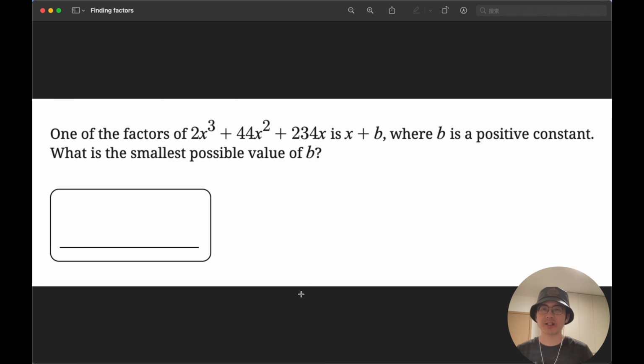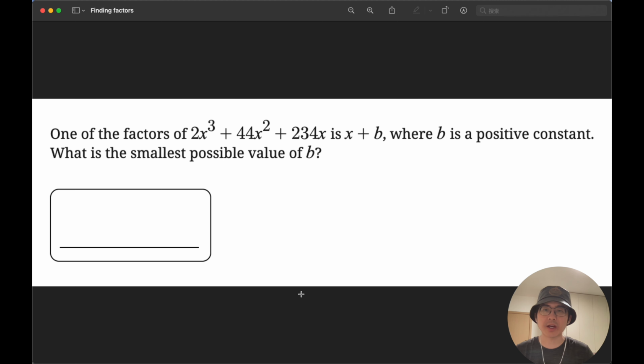In this question it says a factor of 2x cubed plus 44x squared plus 234x is x plus b, and b is a positive constant. We need to find the smallest possible value of b.